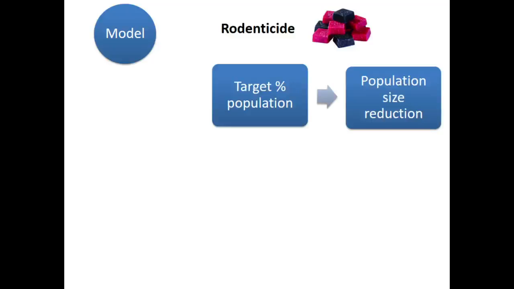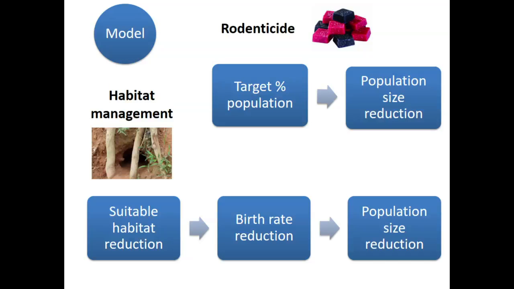So first of all, we include rodenticide. We assume that a target percent of the population is targeted with rodenticide, and this leads to an immediate population size reduction. And we assume that the rodenticide has a probability of success, so we don't assume that every animal will contact the rodenticide. We then include our habitat management. We assume there's some kind of suitable habitat reduction, and this leads to a decrease in the birth rate, which in turn leads to a population size reduction. The notable difference between these two different controls is that rodenticide is going to have an immediate effect on the population, where rats are removed instantly, whereas habitat management is going to take longer to take effect because you're reducing the birth rate, which in turn reduces the population size. And additionally, we assume habitat management is only a temporary control. So, for example, if we were to perform some kind of trash collection.